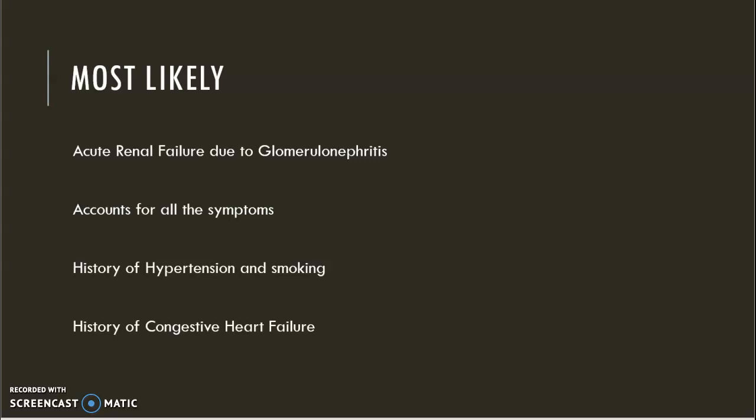This is the most likely of these three differential diagnoses because it accounts for all the symptoms the patient is experiencing. The history of hypertension and congestive heart failure places this patient at a higher risk for kidney dysfunction. A history of congestive heart failure already puts a strain on the patient's renal system, therefore could potentially already be causing issues for the patient.